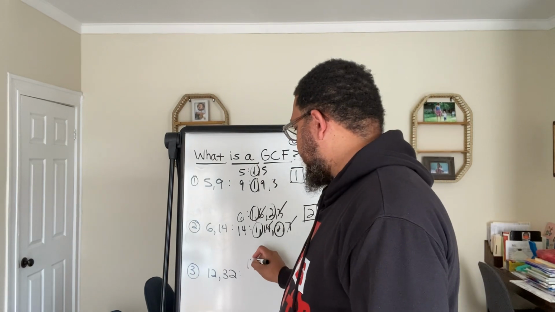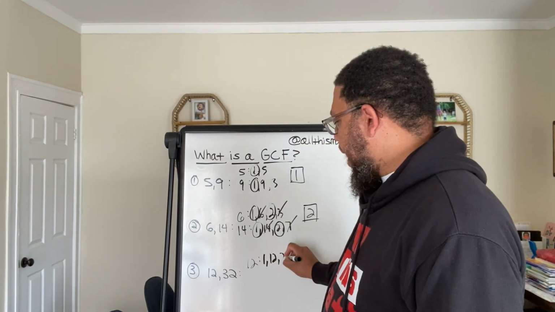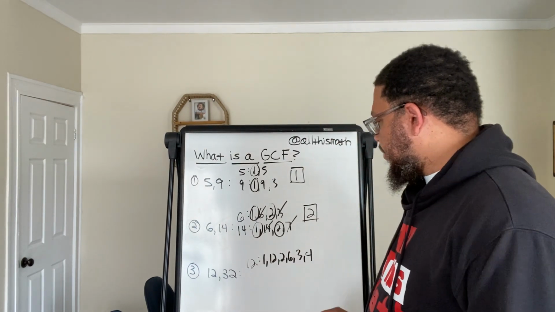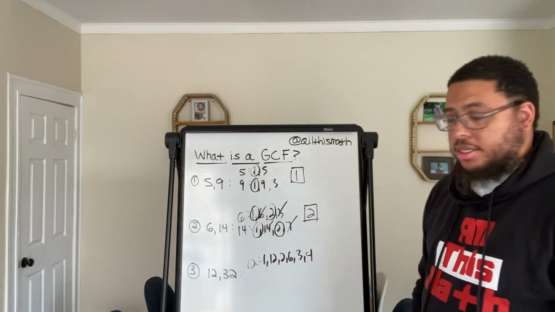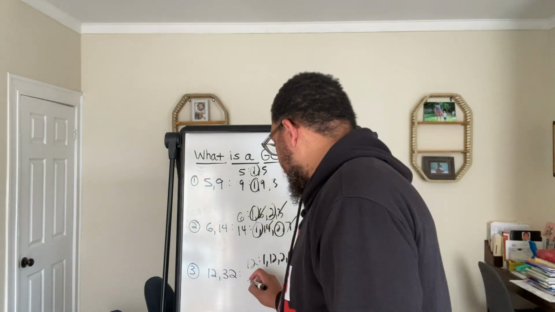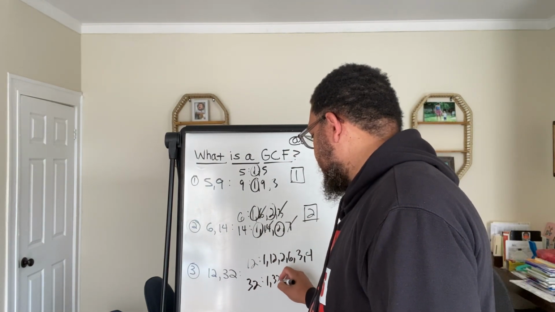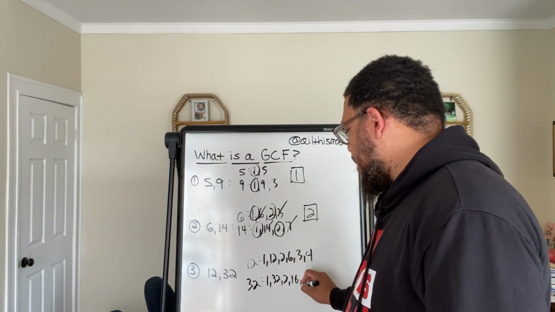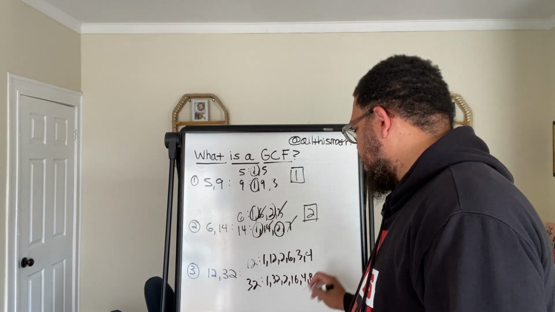So for 12, I got 1 and 12. Then I got 2 and 6. Then I got 3 and 4, right? How many factors is that? 1, 2, 3, 4, 5, 6. That's 6 factors, right? And then for 32, I got 1 and 32. I got 2 and 16. I got 4 and 8. I think that's it.